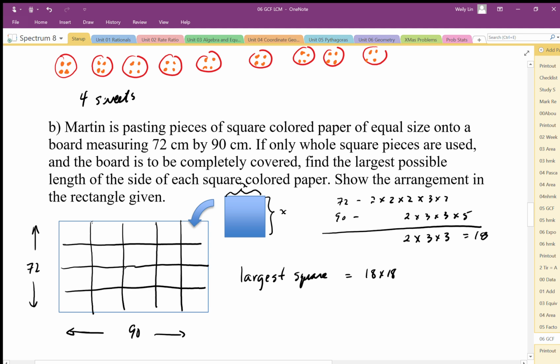Now, we could have done a 9 by 9, and all that would mean is we can fit more of those, but we want the largest, the greatest common factor. So we want the biggest square that we could have got here.